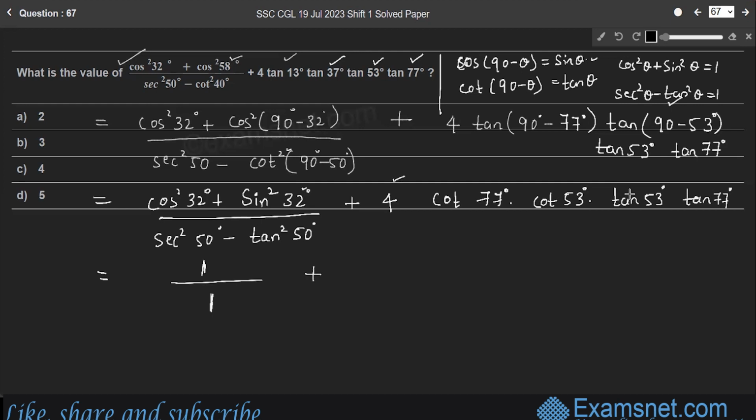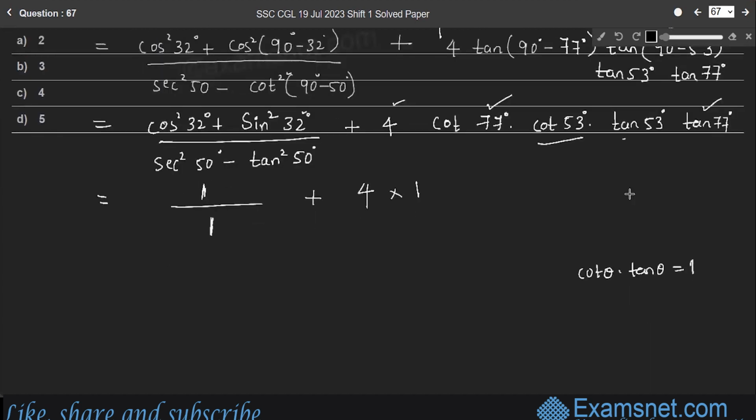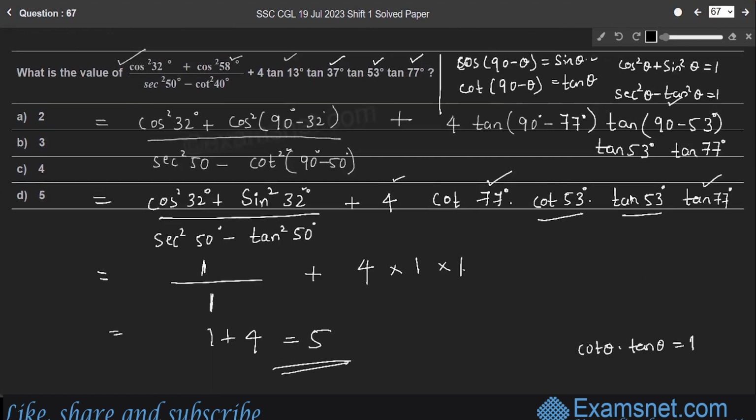Plus second part becomes 4 into cot 77 degree into tan 77 degree. So cot theta into tan theta is always 1, since cot is inverse of tan, their product is always 1. And also cot 53 degree into tan 53 degree is 1. Therefore, we have 1 plus 4, which is equal to 5. Right? Value of given expression is 5, option D.